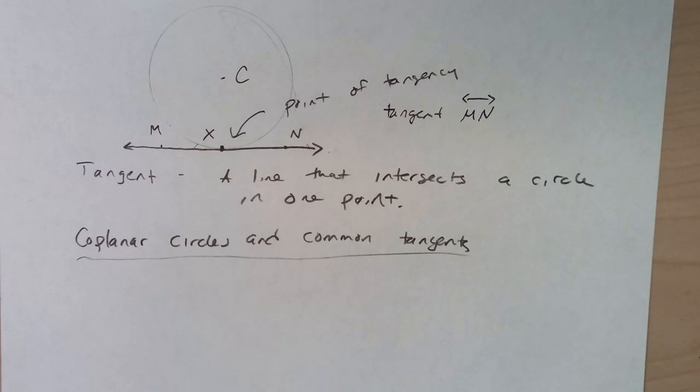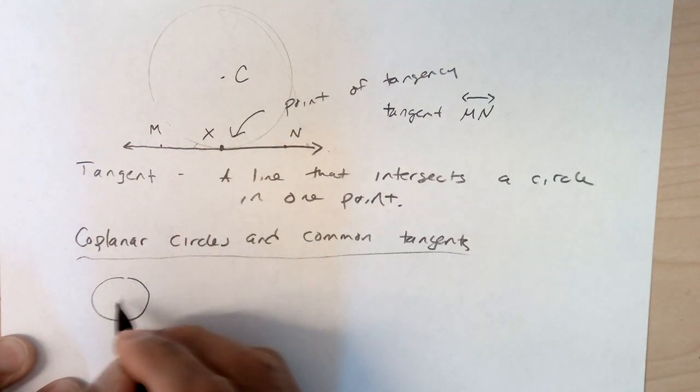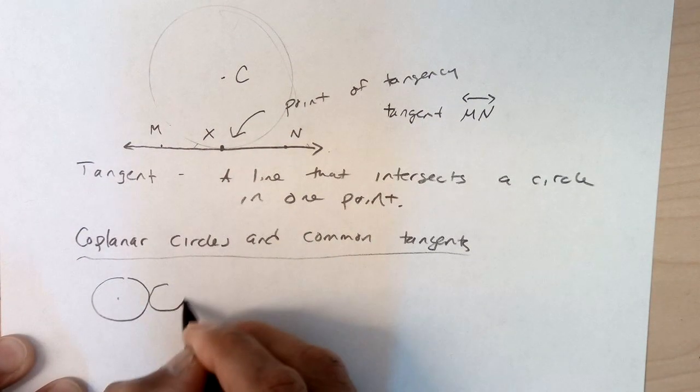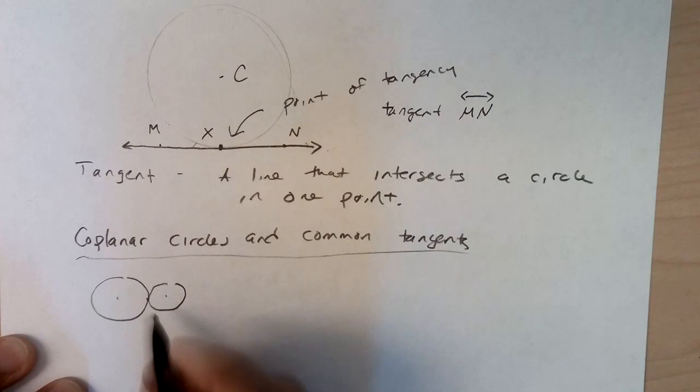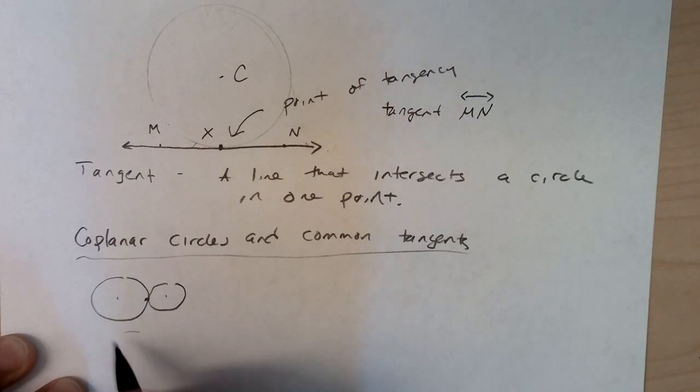And then if we look at coplanar circles, if you have two circles in the same plane, they could either intersect or not intersect. If they intersect, they could either intersect in one point. So here's a circle. If it intersects a second circle, that's not necessarily the same size. They could intersect in one point like this. Those would be referred to as tangent circles.